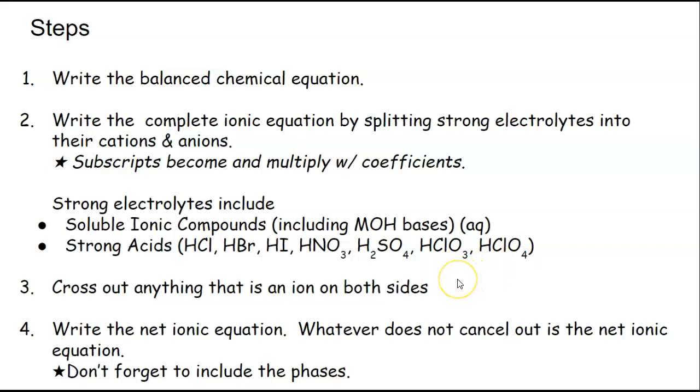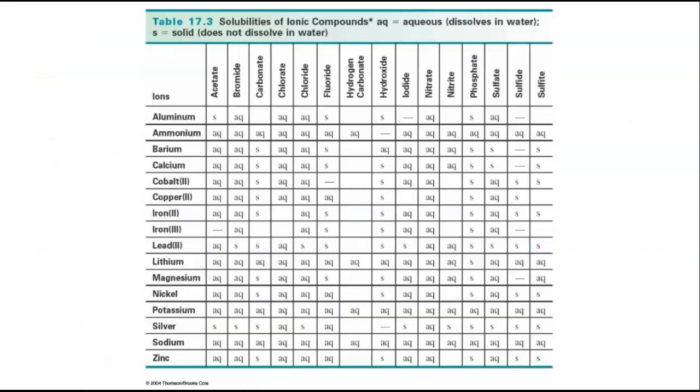The next thing we do is we cross out anything that is an ion on both sides of the reaction arrow. And once we've done that, whatever is left, whatever does not cancel out, will form our net ionic equation. And the other thing we need to remember for net ionic equations is to make sure we include the phases. So anything that's an ion will have an aqueous phase, and whatever is kept as a molecule will either have a solid or a liquid phase for the most part. Weak acids will also have an aqueous phase as well.